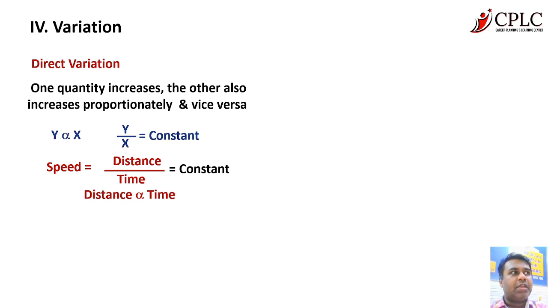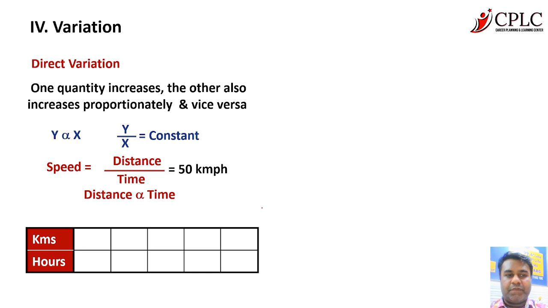Are you getting my point? So if speed is constant, then distance is directly proportional to time. And if one quantity increases, the other also increases considering speed is constant. Okay? So let us assume speed is 50 km per hour. Okay, let's take an example, and we will plot a graph with different speeds. So 50 kilometers per hour means 1 hour.